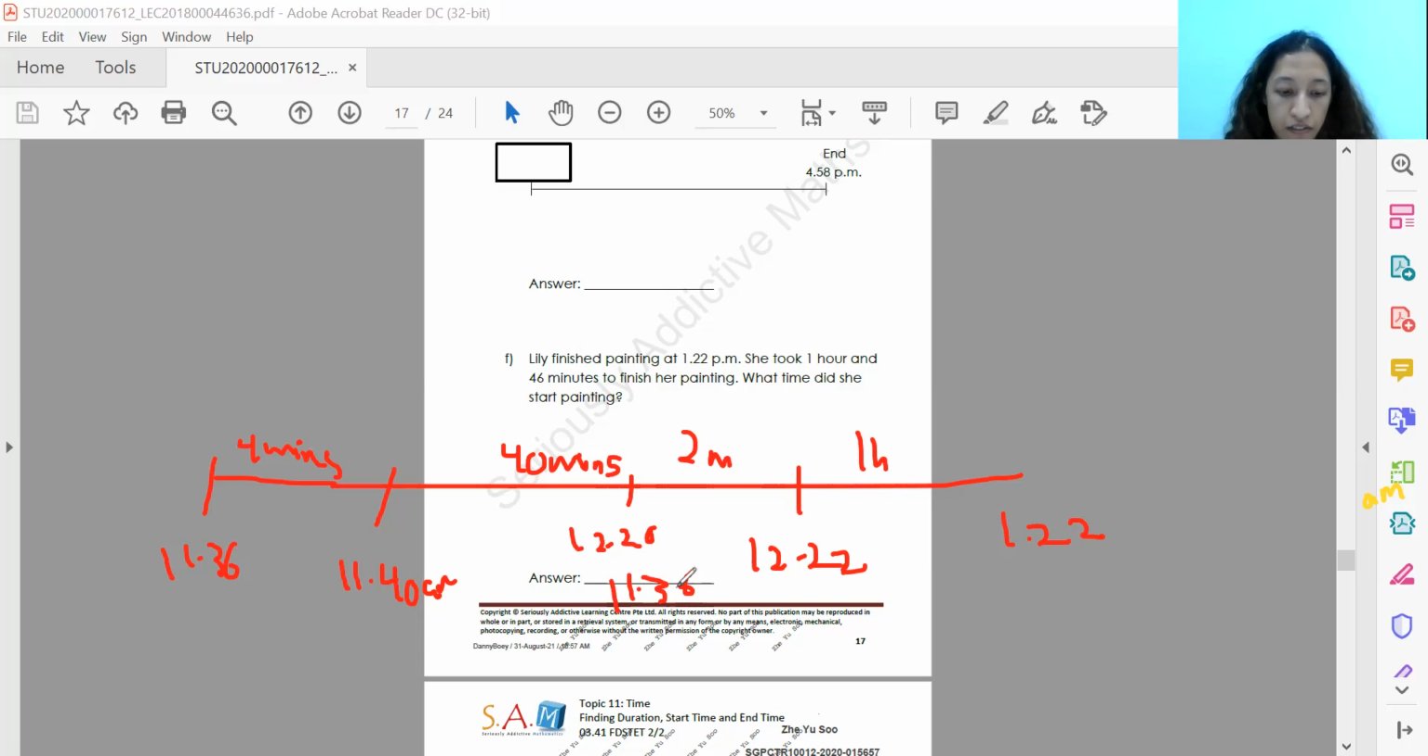So I miscalculated the first 2 times. So yeah, this is the correct answer. All right, so it's 11:36 a.m. I hope all of you got that right.